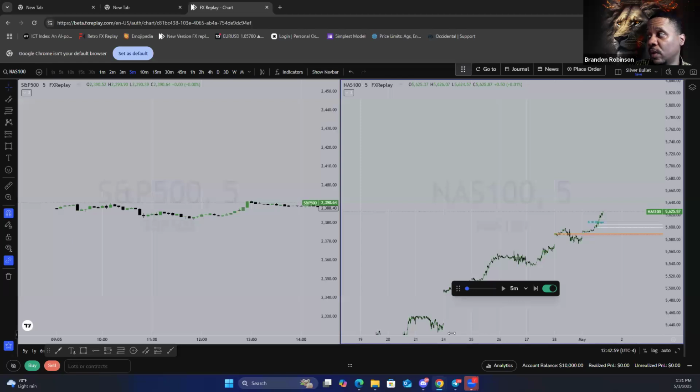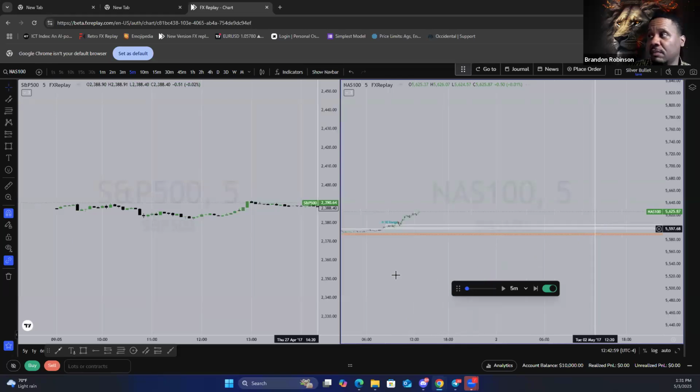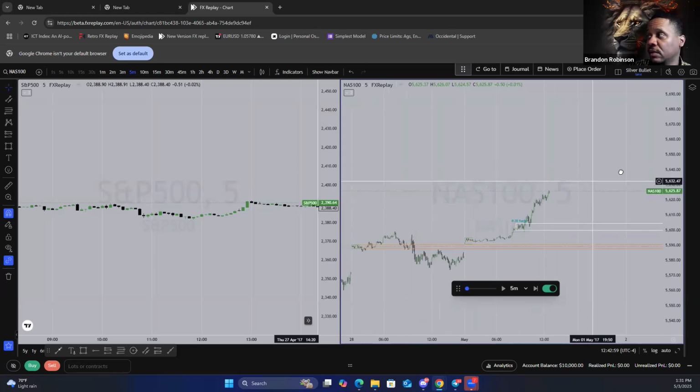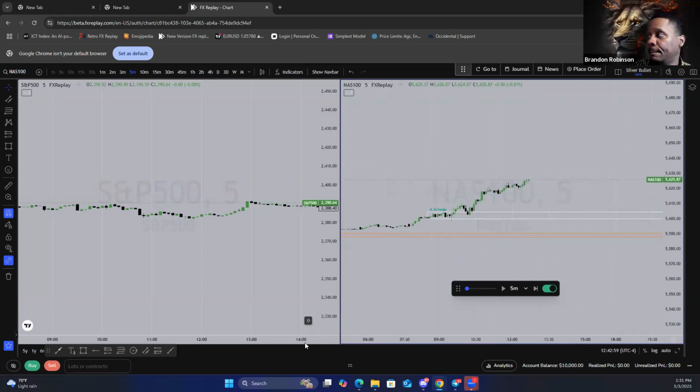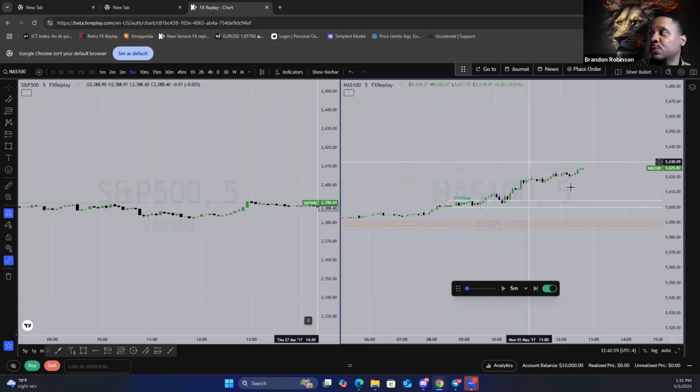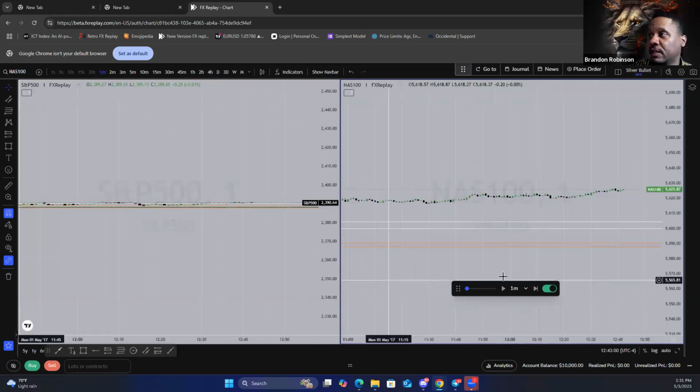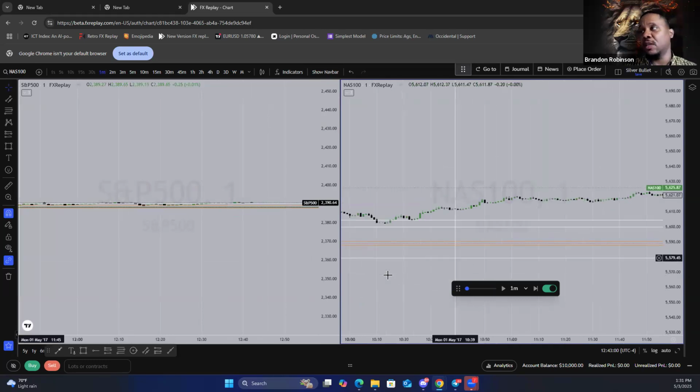So we can go into the 1 minute and find the first presented fair value gap. This is one of those times where it probably tapped the first presented fair value gap and just ran. Sometimes we see the first presented fair value gap, it'll tap it and close below it, then close above it, and then it'll run. But sometimes it'll tap it and just keep going.